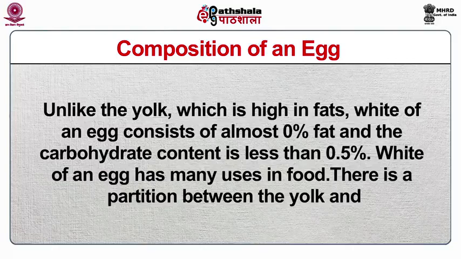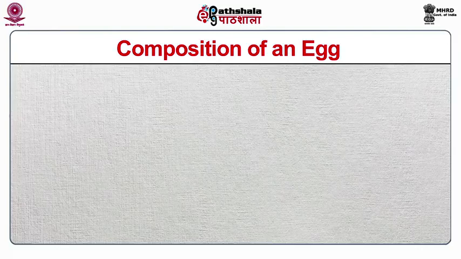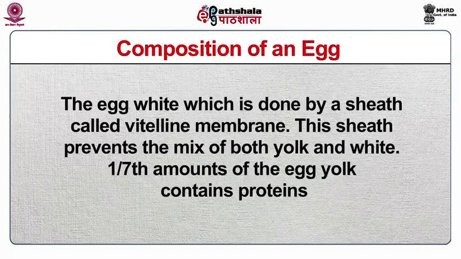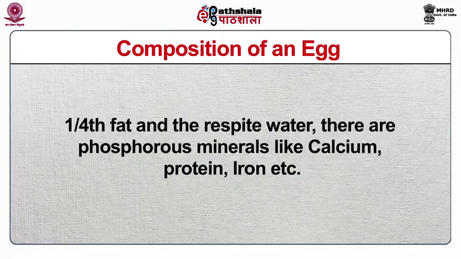There is a partition between the yolk and the egg white, which is done by a sheath called the vitelline membrane. This sheath prevents the mixing of yolk and white. One-seventh of the egg yolk is protein, one-quarter is fat, and the rest is water. There are phosphorus and minerals like calcium, protein, iron, etc.